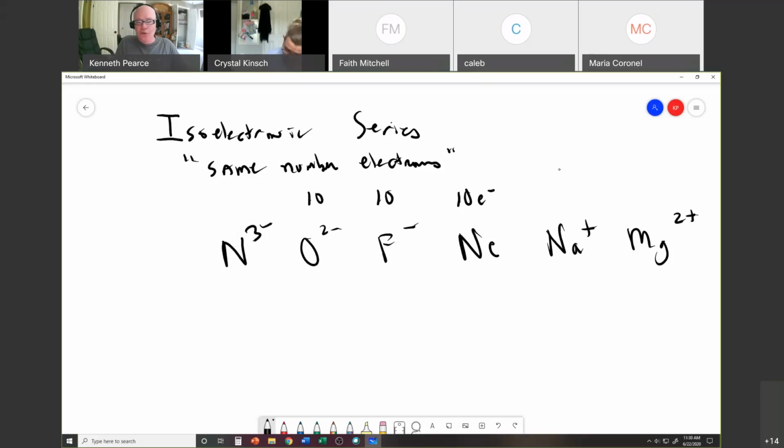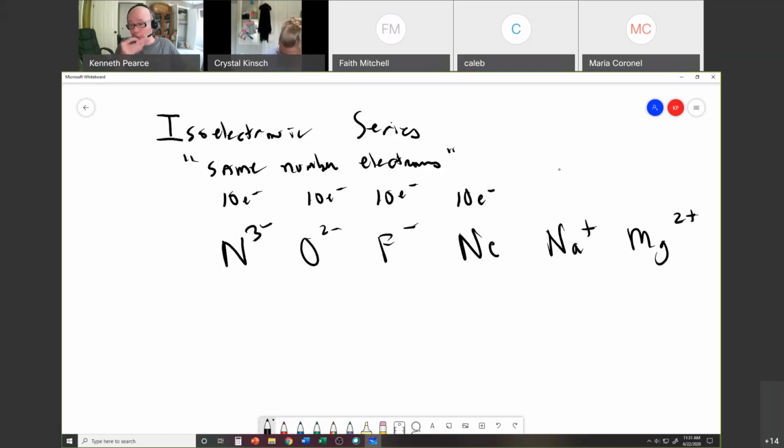Nitrogen, same way. You start out with 7 because nitrogen is element number 7. You add in 3 electrons. That's what 3 minus means, you have 3 extra electrons. You have 10 electrons. So you have 10 electrons on that atom all the way across. Neon being the only neutral one because it has 10 protons and 10 electrons. Okay, so it's neutral. Look at sodium. Sodium is element number 11. If you drop off 1 electron, you have 10 electrons.